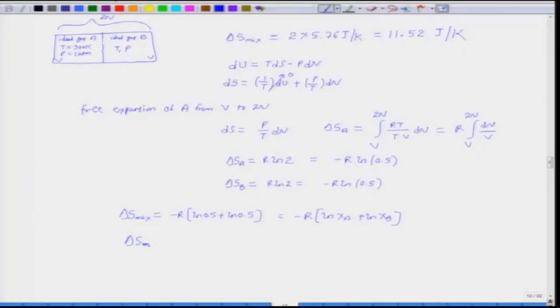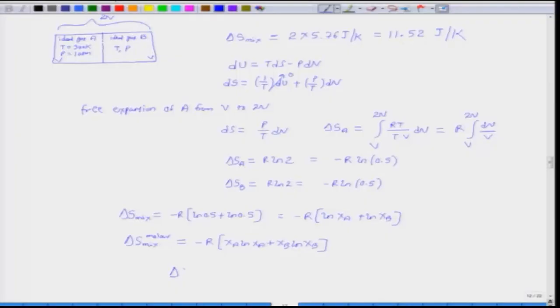So if we divide by 2, that will give me the molar entropy of mixing. So the molar entropy of mixing will come out to be, if we divide this by 2, it will be 0.5. So we can write it as xA ln xA plus xB ln xB. So this equation looks familiar. I hope you guys have studied this before. So we have the equation for entropy of mixing for ideal gases, right.